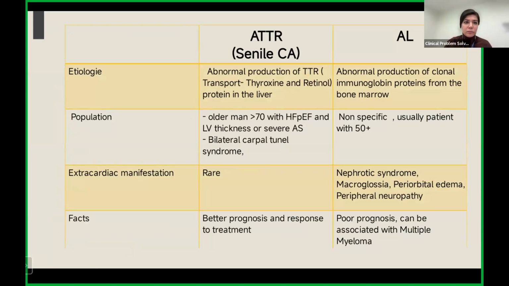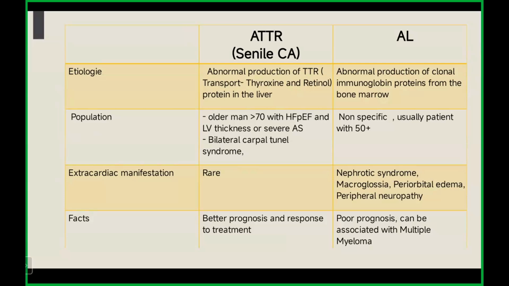Okay. So the table is, as I was saying, a great summary of some facts and some differences between ATTR and AL amyloidosis. ATTR amyloidosis, or senile cardiac amyloidosis, comes from an abnormal production of TTR, which is a transport thyroxine and retinol protein that is formed in the liver.